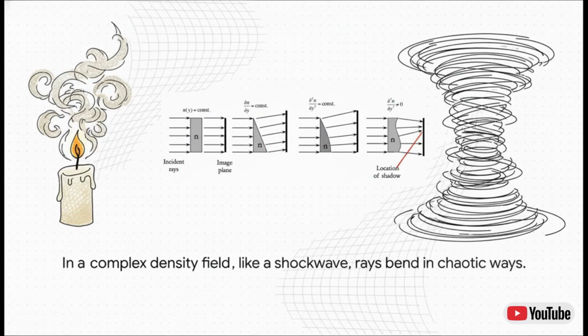But what if the changes in density are messy, chaotic, like the turbulent hot air rising off a candle flame or the crazy compression of air from a shockwave? Well, now those light rays get bent all over the place. Those nice parallel lines become a complete, jumbled, distorted mess. And that distortion, that's the signal. That's what we're looking for.